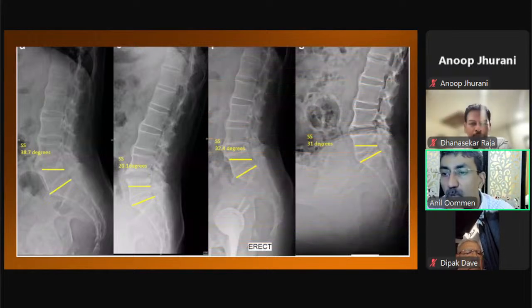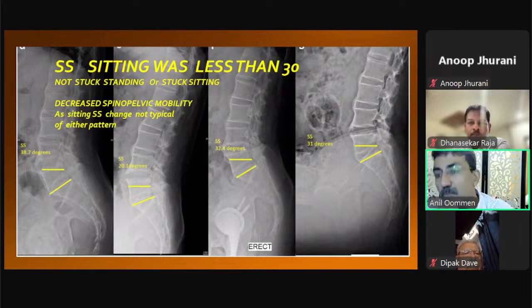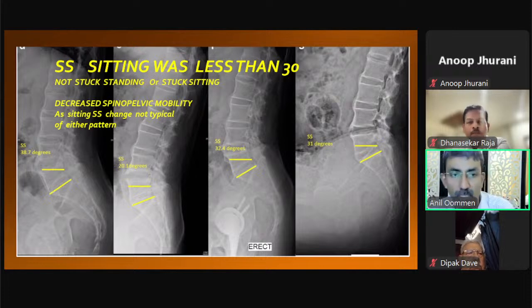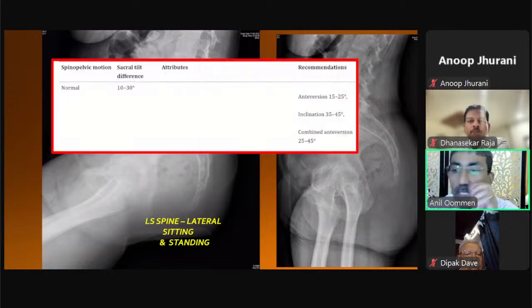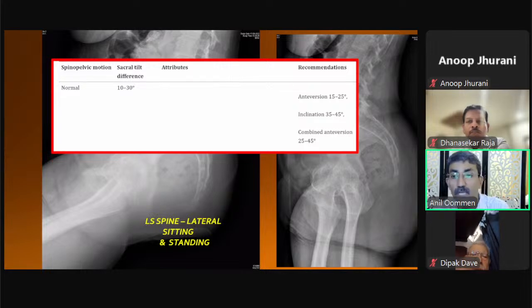So that is why we have to see whether, as a rule, in all these patients, there is a decrease in the spinopelvic mobility, which means the normal change in spinopelvic mobility from sitting to standing does not occur, and it might not even be typical of any pattern, but there could be a reduced spinopelvic mobility. So to go back to basics, take an LS spine lateral sitting and standing. When you have normal spinopelvic mobility, which is between 10 to 30 degrees, you have to put in your cup at an inclination of 35 to 45 and an anteversion of 15 to 25, and your combined anteversion of about 45 degrees, and you would have a good optimal long functioning hip outcome.